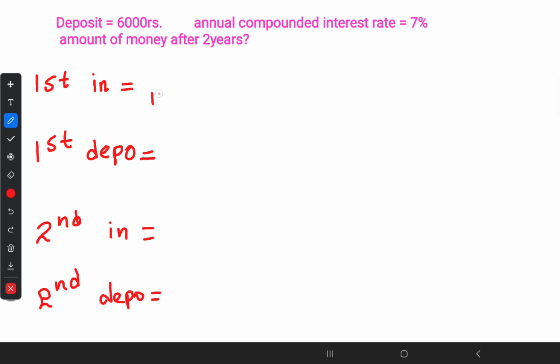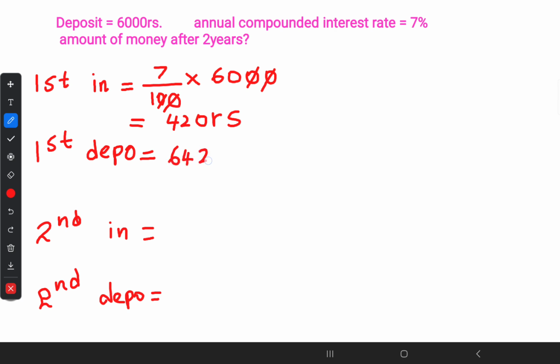First year interest, so 7 over 100 times 6,000. We can simplify this. It will become 420 rupees. So first year interest is 420 rupees. So at the end of first year, the deposited amount would be 6,420 rupees. The investment and first year interest both together will be considered.